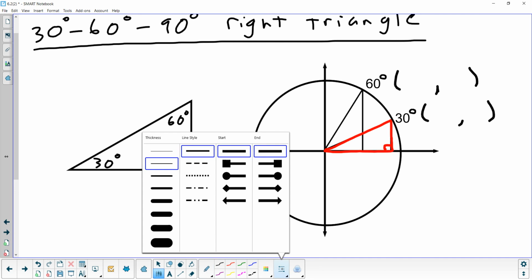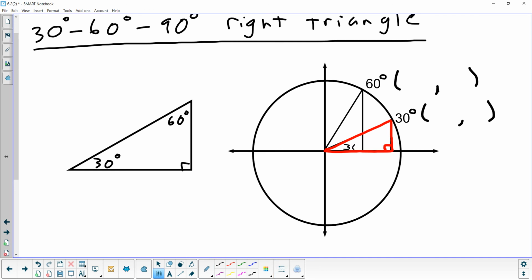This angle right here is my 30. And what would this angle at the top be? Yeah, this one would have to be my 60. Again, don't even draw the 60-degree triangle right now. Just draw the one in red.